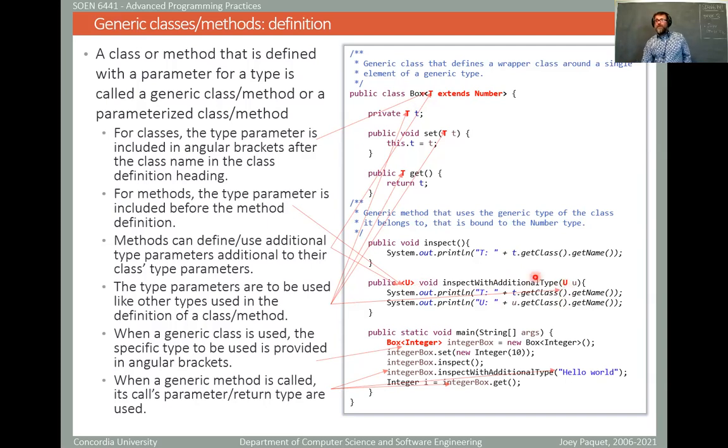Okay. So here the parameter of this function is of type U, which is the type parameter of this function, which allows somebody to call inspect with any type. Because as we will see later, you may have bounds. In this case, there is no bound to this type parameter. Here, there is a bound for T, which says it's bound to the type Number. I'll explain that later.